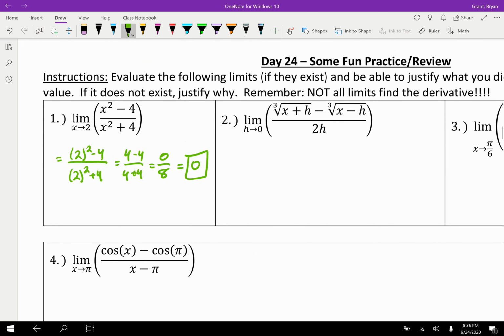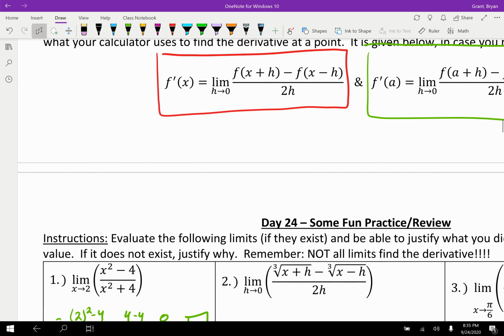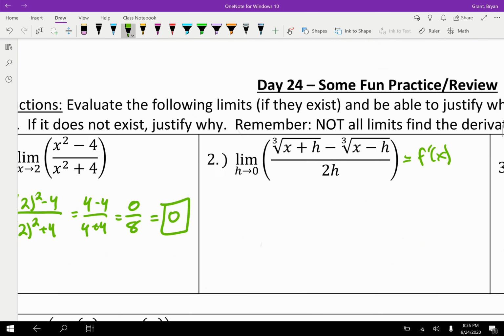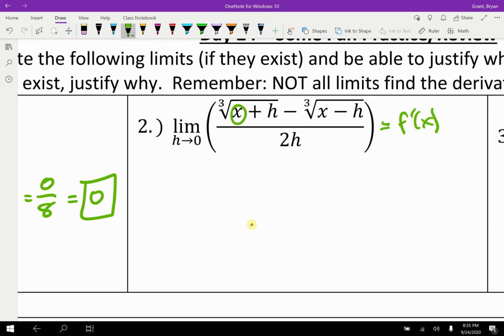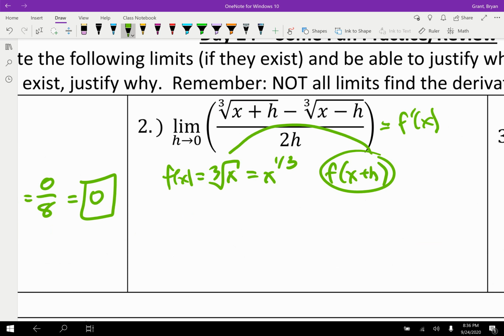However, as we get to our second one, we need to realize that this matches our symmetric definition of the derivative, and this is a fancy way to say, find f prime of x. Okay, well, f prime of x, I think the first thing we're going to have to do is identify what is f of x. Well, f of x is, here's x, here's the function that's acting on it. I think f of x is just the cube root of x, or x to the 1/3. And you can tell because if you do f of x plus h, right, and apply that here, then x plus h gets plugged in for x, and we end up with this piece up here.